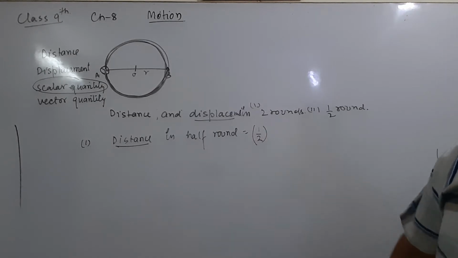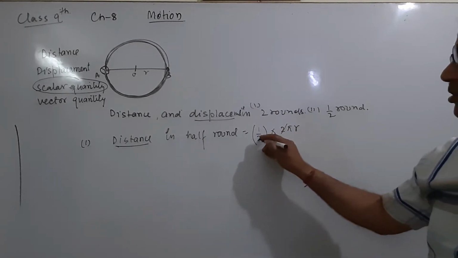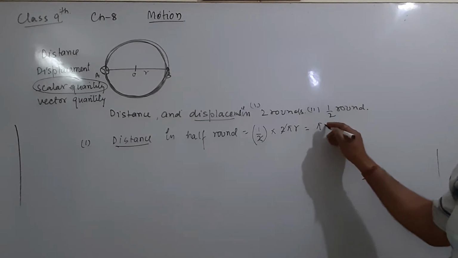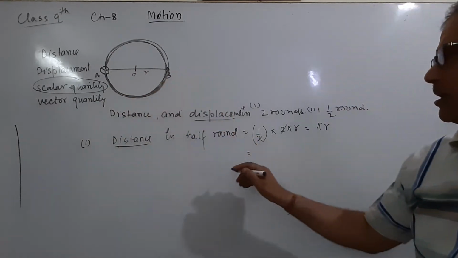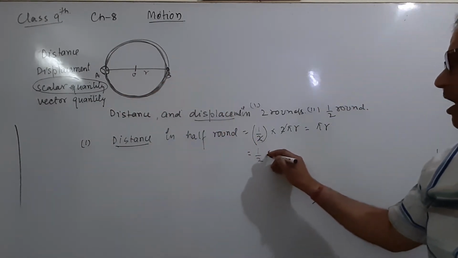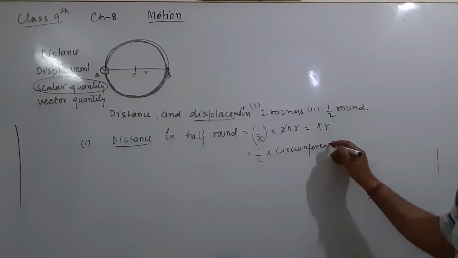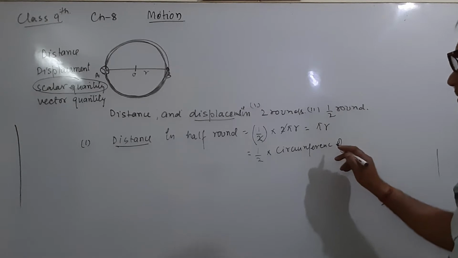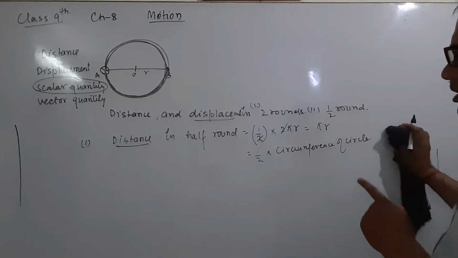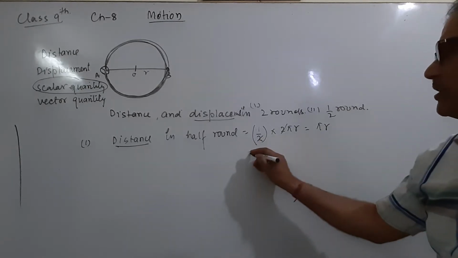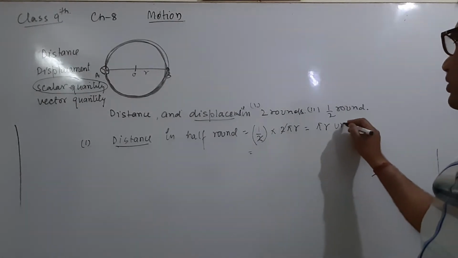into the circumference 2 pi r. These two will cancel automatically, leaving pi r. We can say the circumference of a semicircle means half into the circumference of the circle. Is it clear? The circumference of which one? Semicircle. This is equal to pi r units.